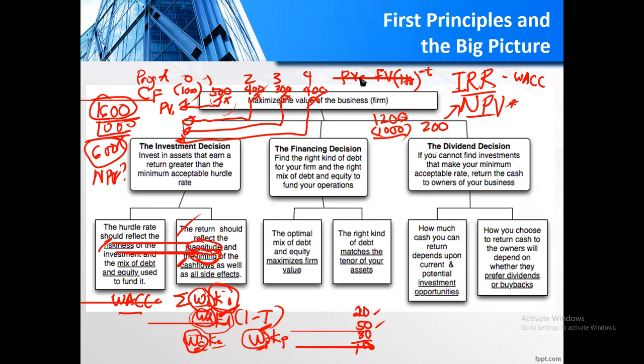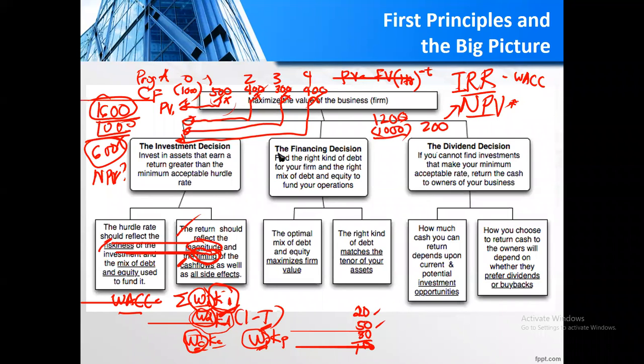So again, just to summarize, guys, big picture, whatever the investment decision is, it should maximize shareholder value. And that will only happen if we make sure that the internal rate of return is greater than the WACC, or when we compute for the returns, we take into consideration the magnitude and the timing of the cash flows. And that's where the NPV comes into play.